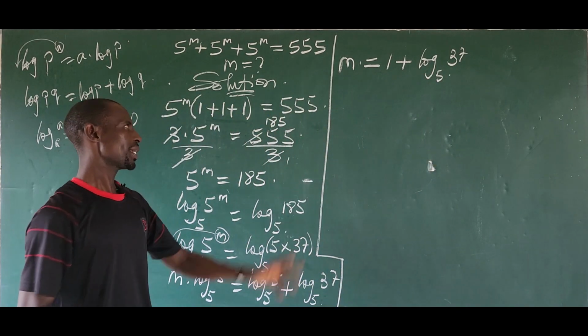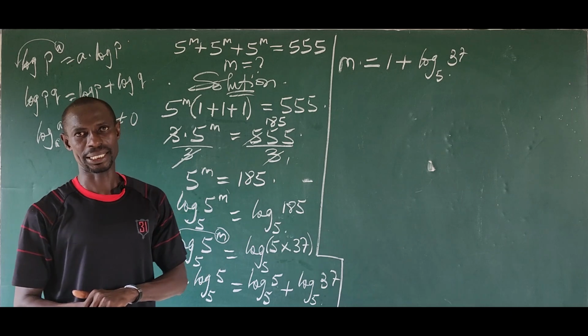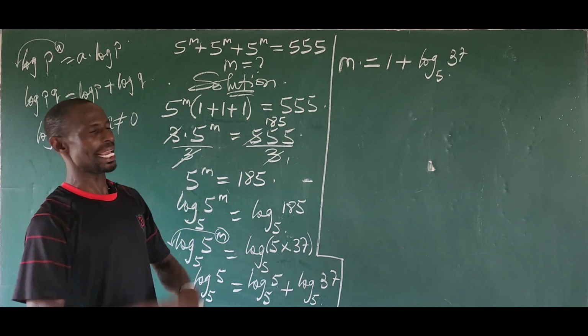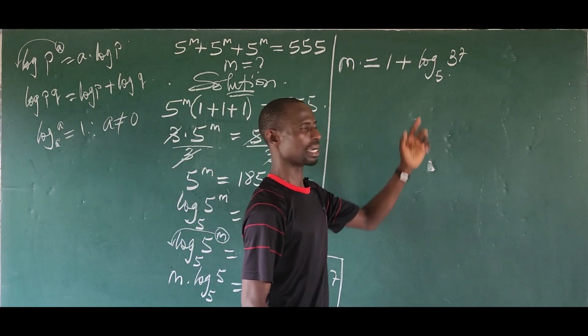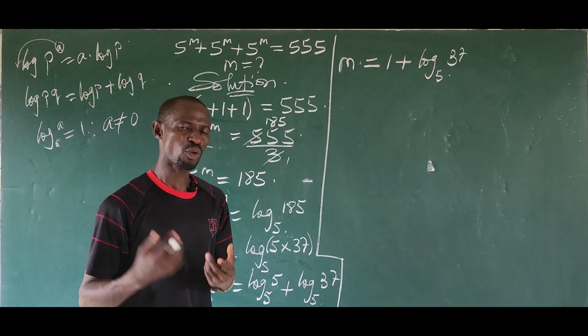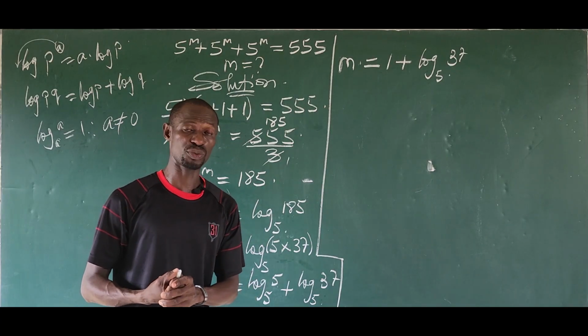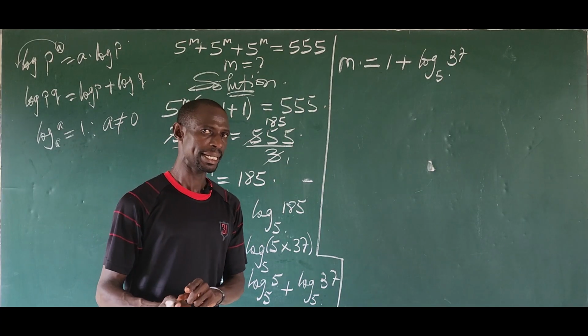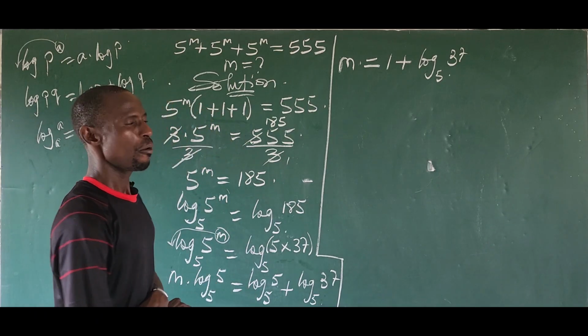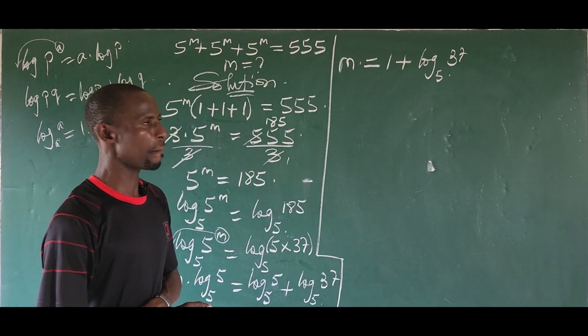Easy. We can leave our answer in this format. But again, for us to get this in our calculator, it's not easy. So we have to convert to the natural base, which is base 10 or base e. So what we do here now, we can come to what we call the change of base law.